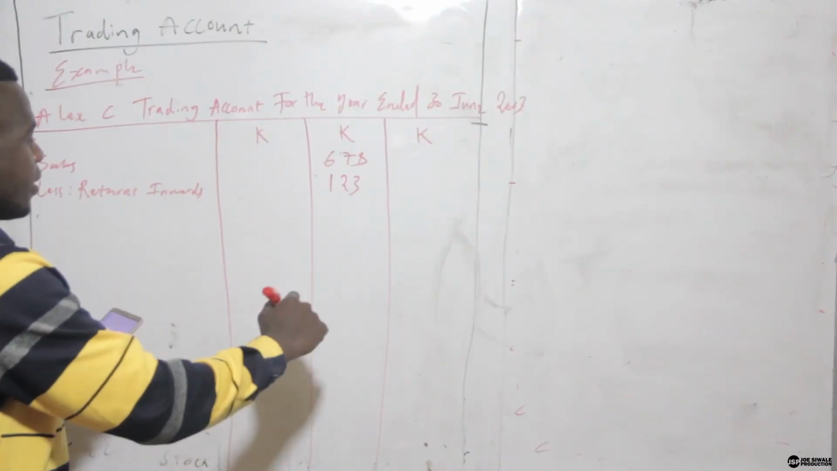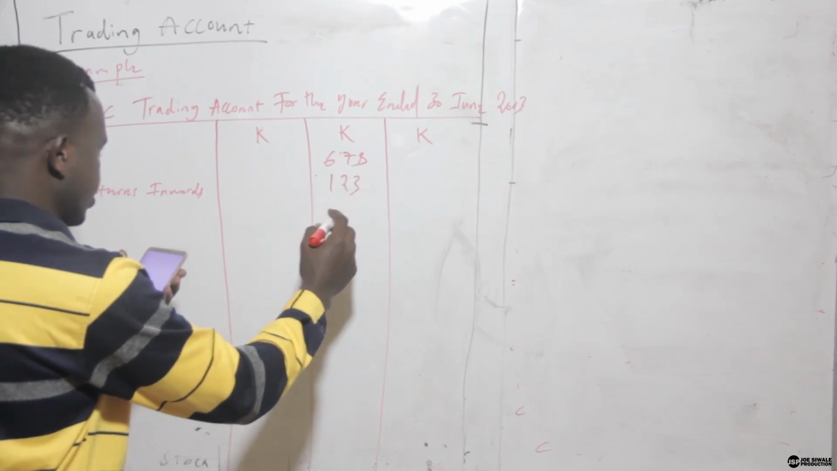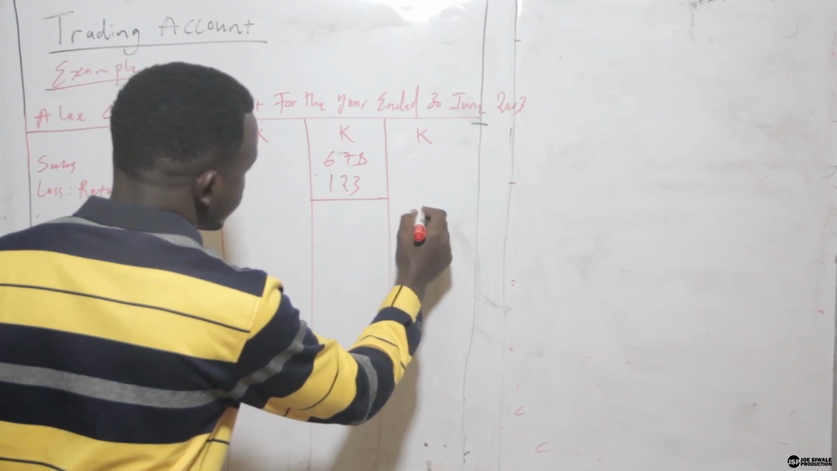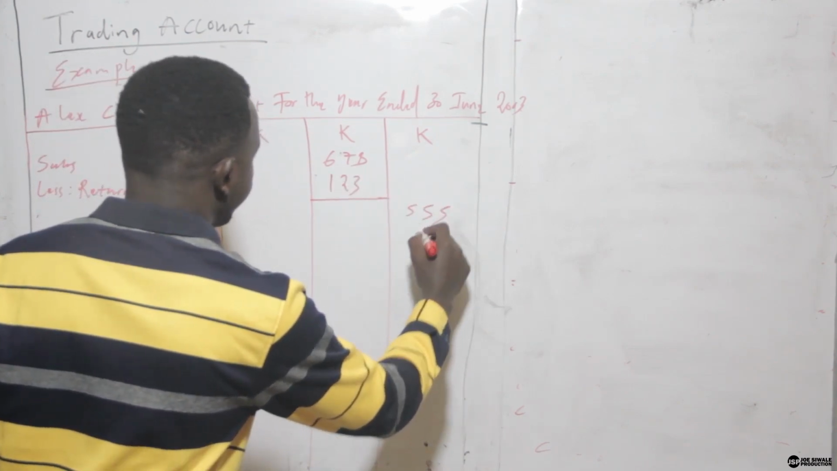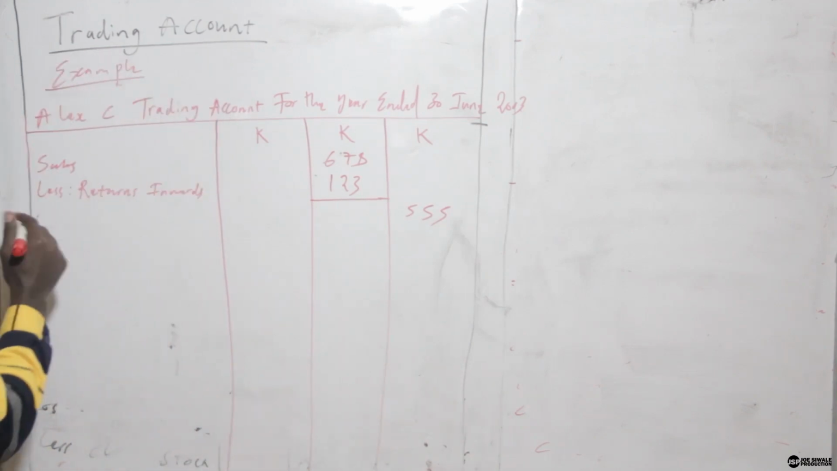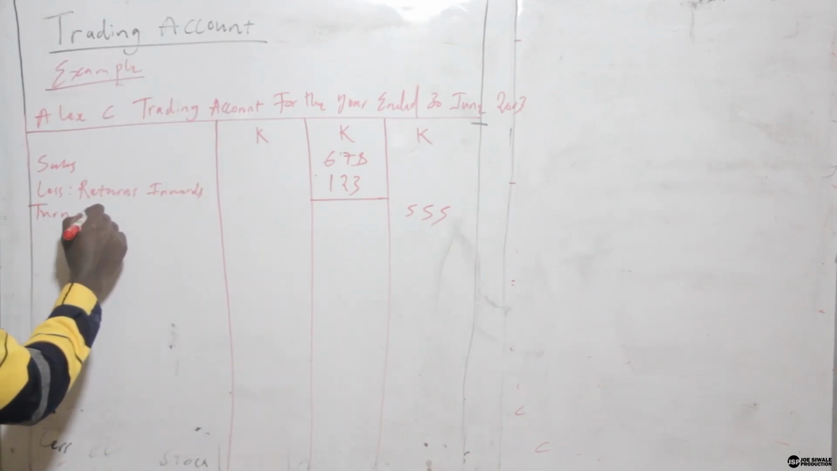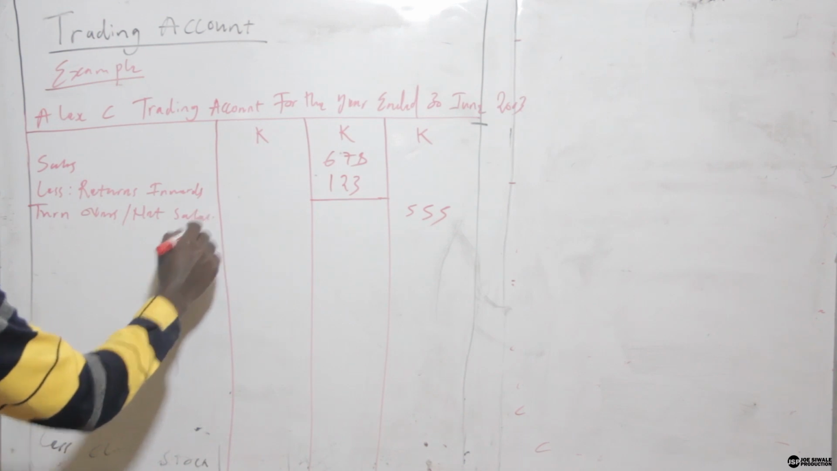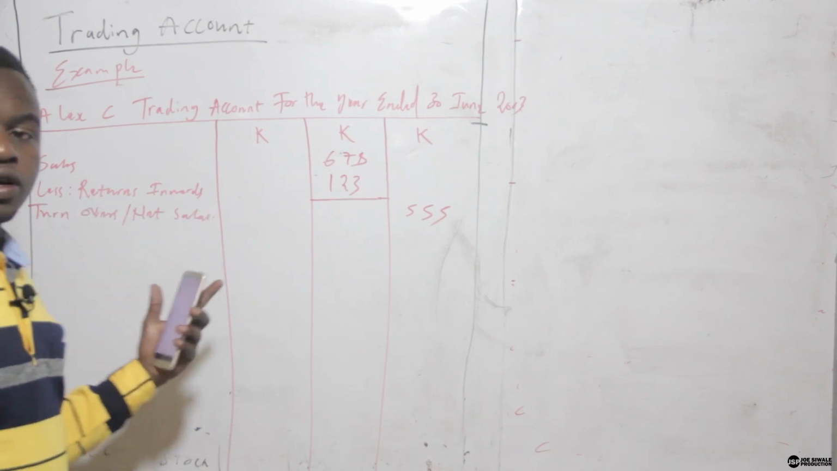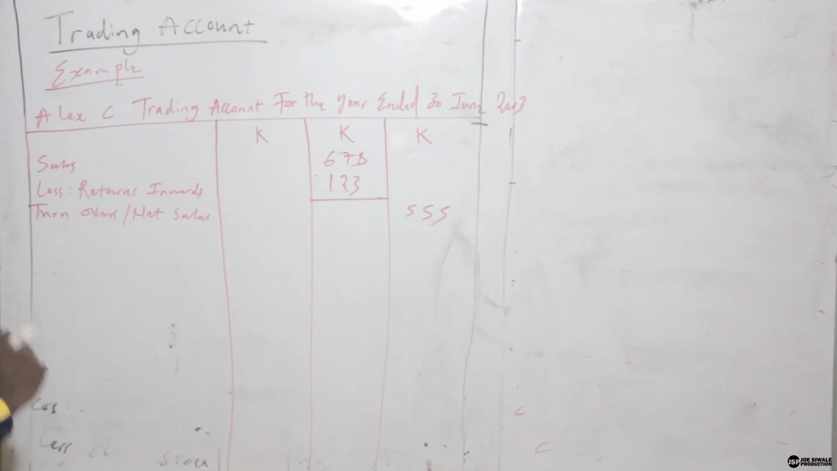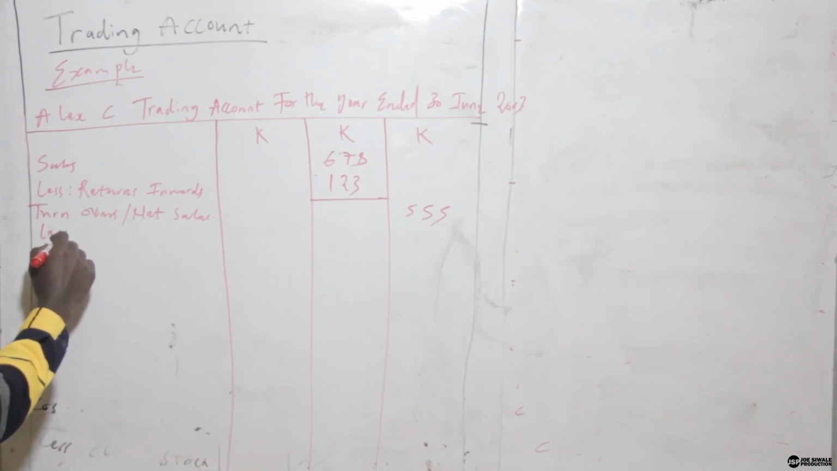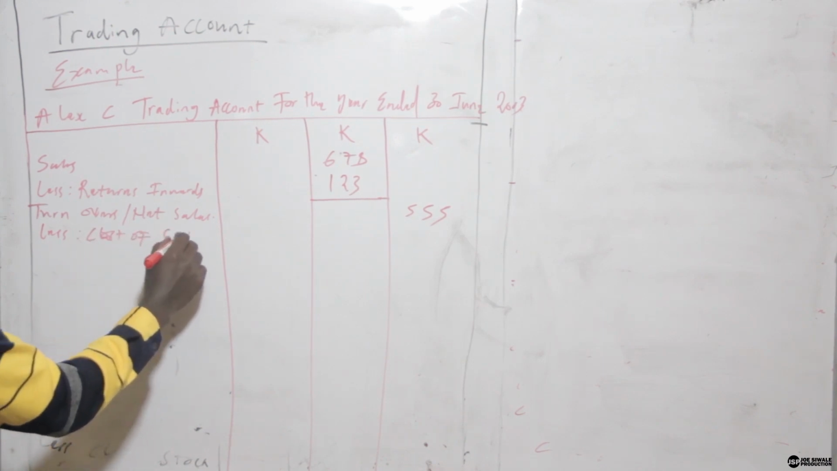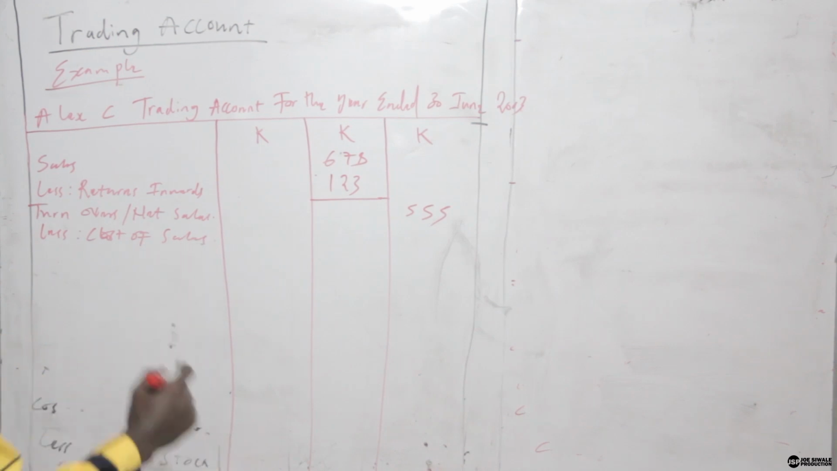So we're going to say 678 minus 123. Our answer there is 555, and that's going to be called our turnover or net sales. Since we have recorded our turnover or net sales, the next thing you are going to do is say less cost of sales.